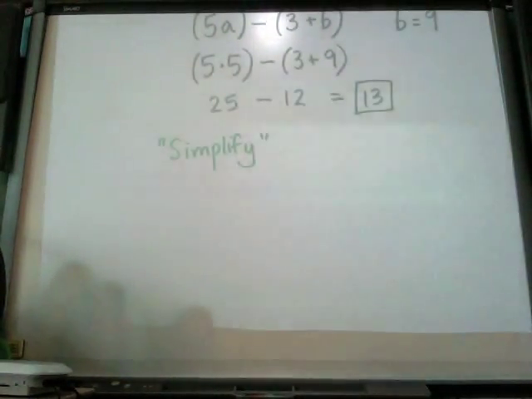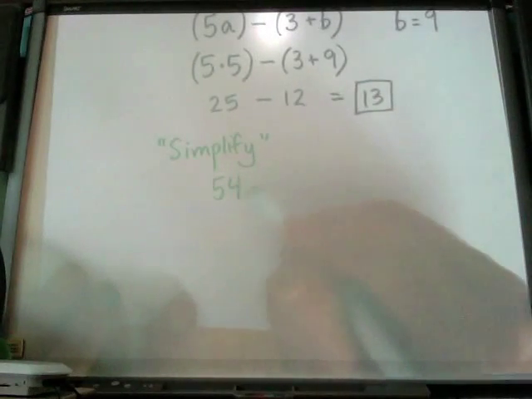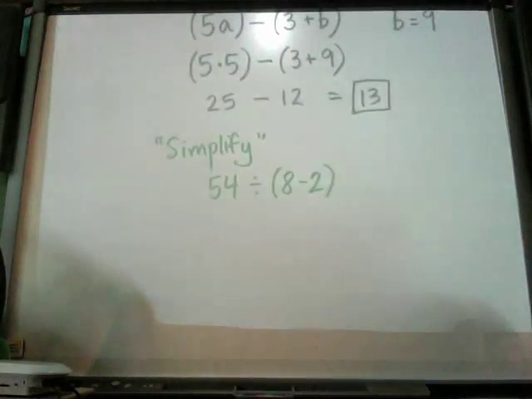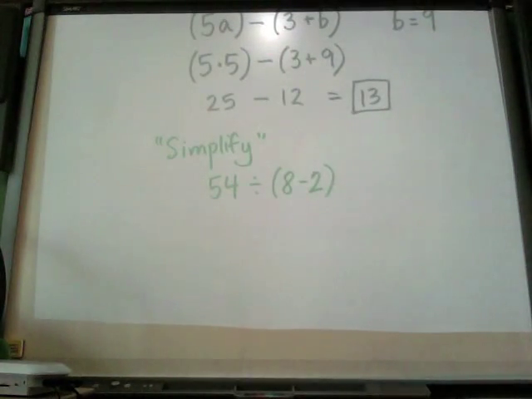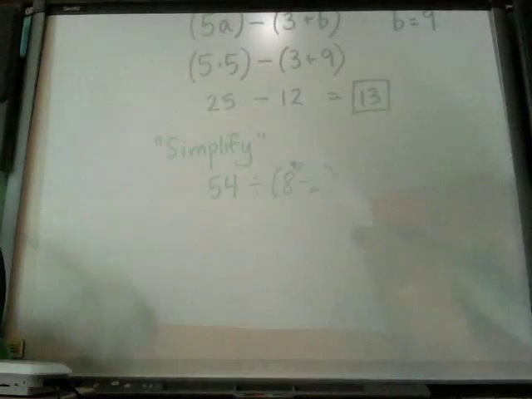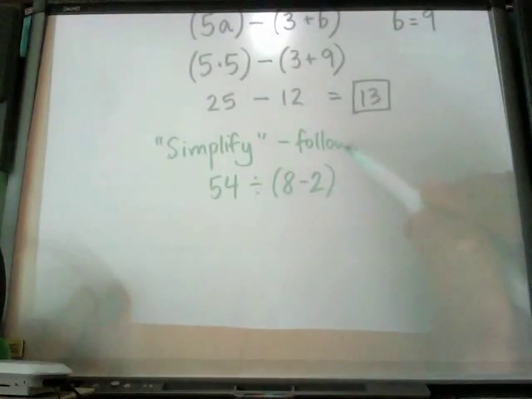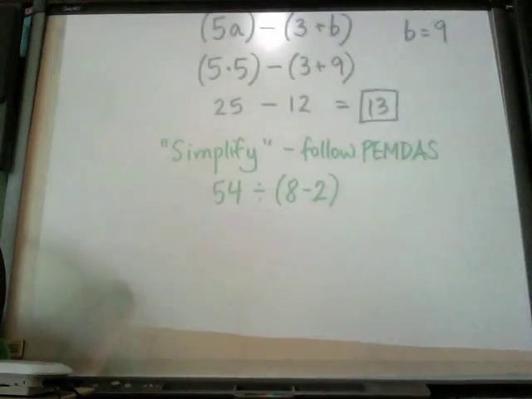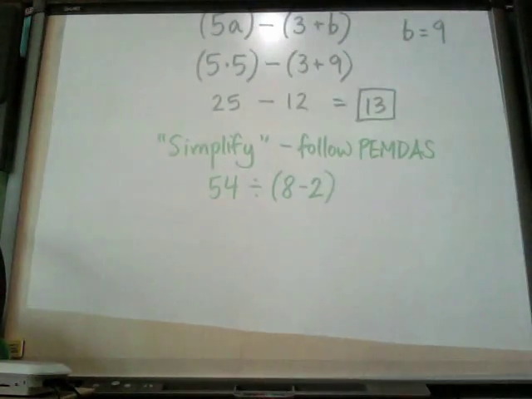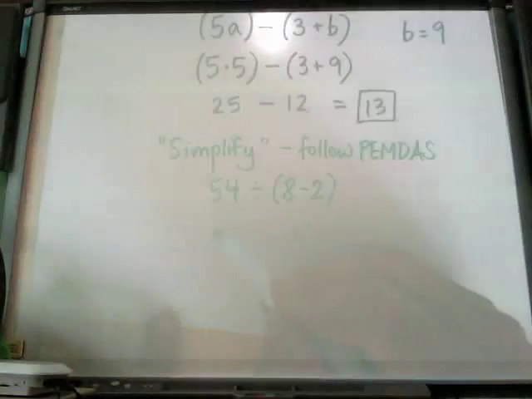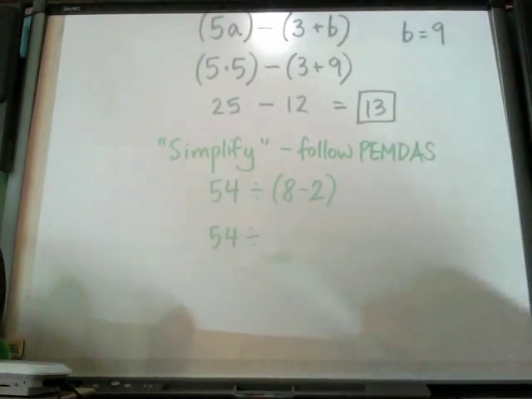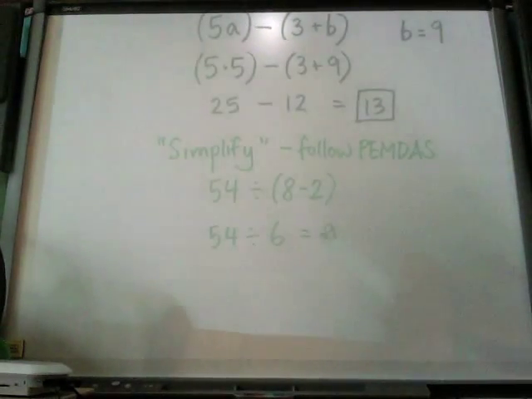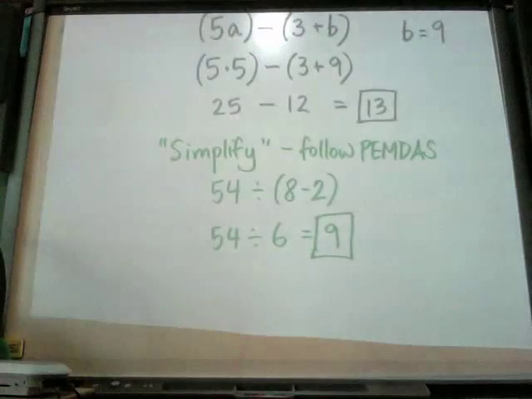So for example, if I say 54 divided by (8 minus 2). Simplify it following PEMDAS. So follow PEMDAS, your order of operations. We'll spend more time reviewing PEMDAS later, but hopefully everybody remembers it, the basics. So again, P, parentheses first. 54 divided by 6, because 8 minus 2 is 6. And 54 divided by 6 is 9.